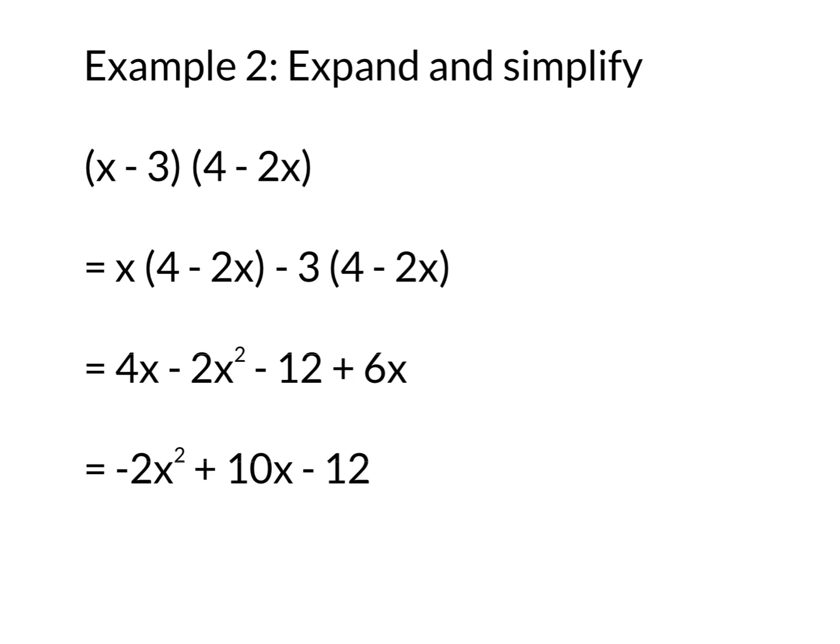Expanding your brackets, so you get x times 4 is 4x, x times minus 2x is minus 2x squared, minus 3 times 4 is minus 12, and the one to be careful of, minus 3 times minus 2x is plus 6x. Collecting like terms, you get minus 2x squared plus 10x minus 12.